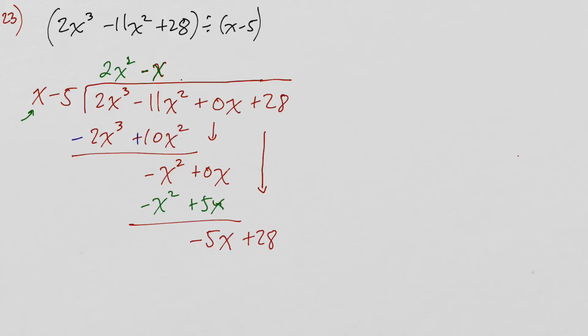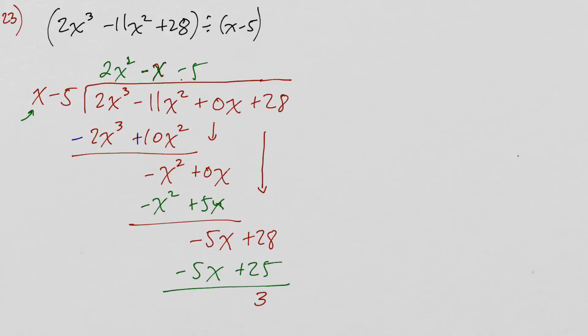Finally, I put here a negative 5. And when I multiply, I get negative 5x. Negative 5 times negative 5 is a positive 25. Those are two positive numbers. That's easy to subtract without making a mistake. And we get 3. Okay, so my remainder is 3.